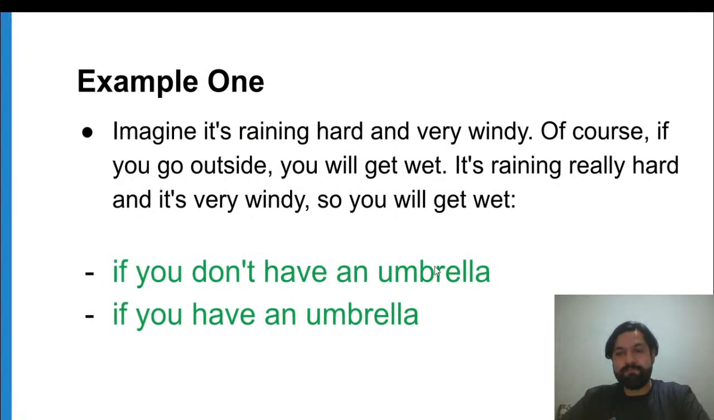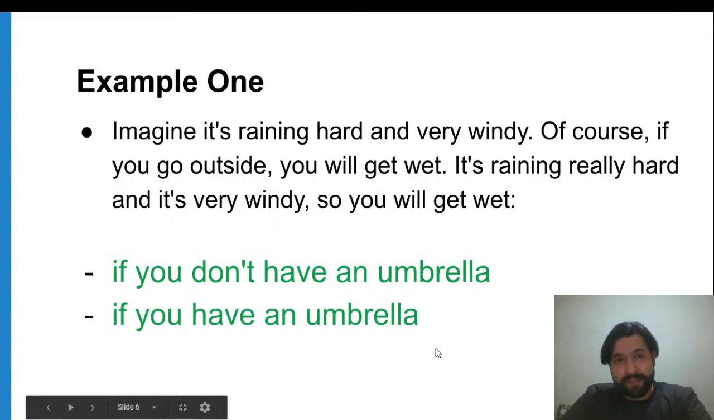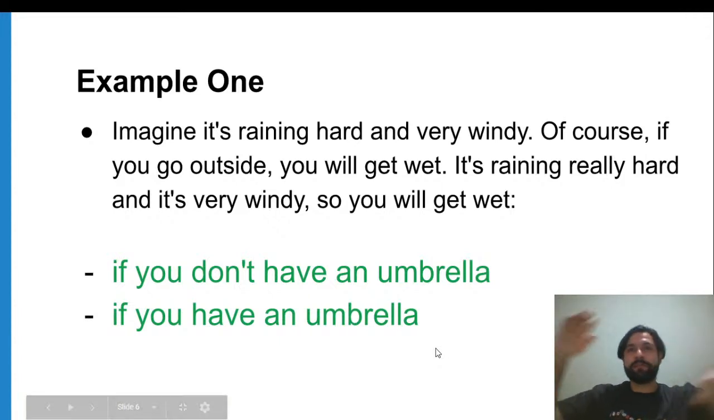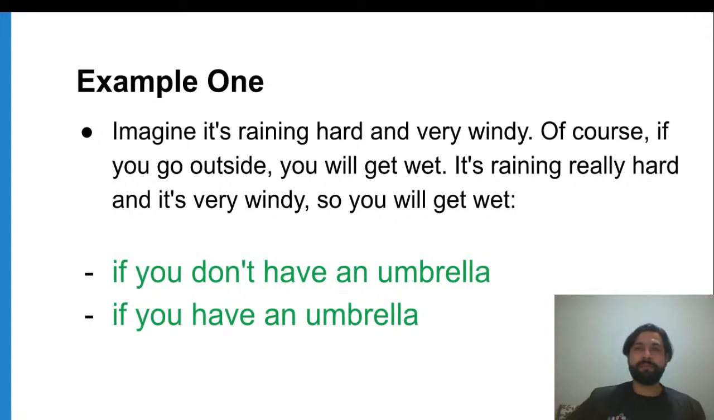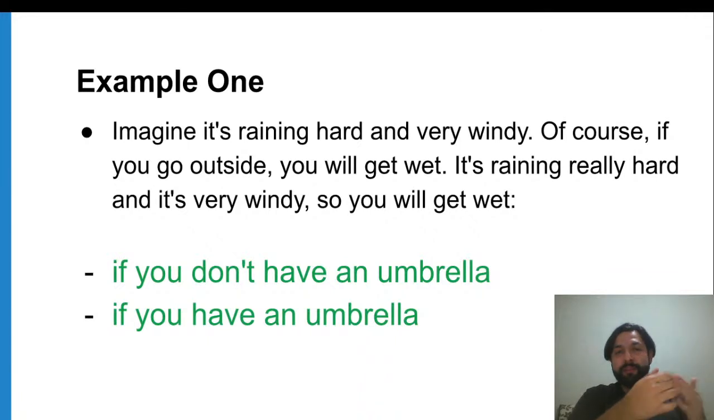And here they put again a situation. So imagine that it's raining really hard and it's very windy. Of course, if you go outside, you will get wet. So you can picture all that storm happening. If you take an umbrella, you're gonna get wet because of the wind. The water is gonna come from all the directions, from up, from down, from right, left, because it's very windy. So you will get wet if you take an umbrella, and if you don't take an umbrella, you will get wet. So it doesn't matter if you have an umbrella or not, you will get wet.